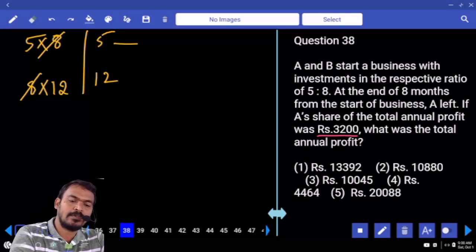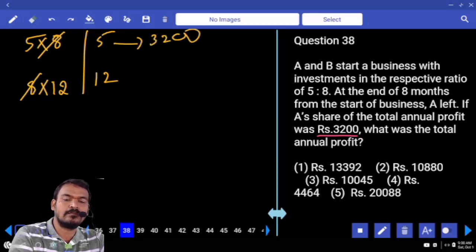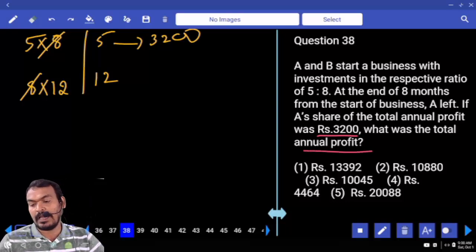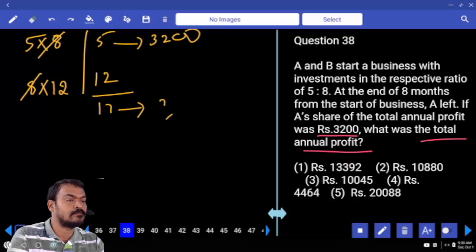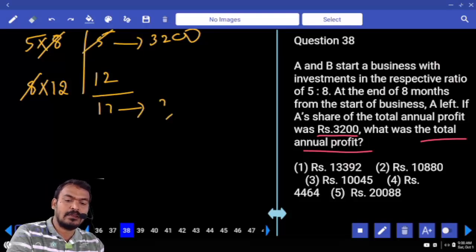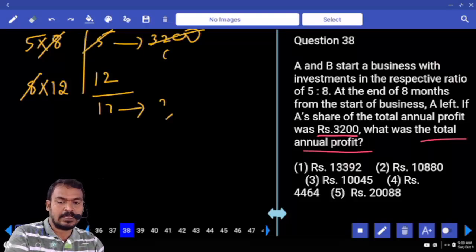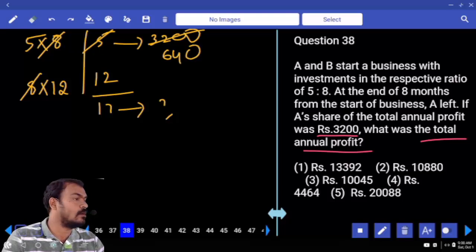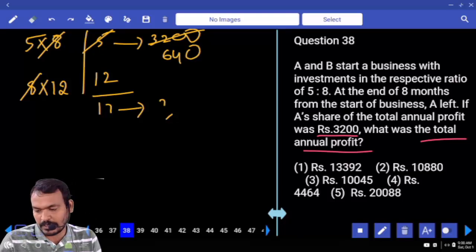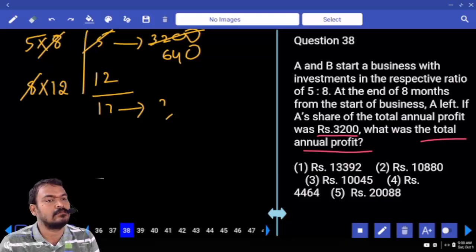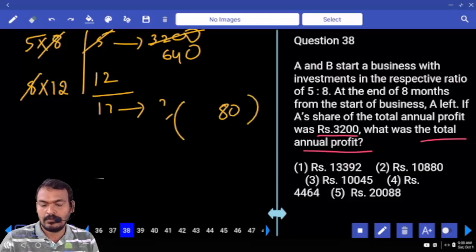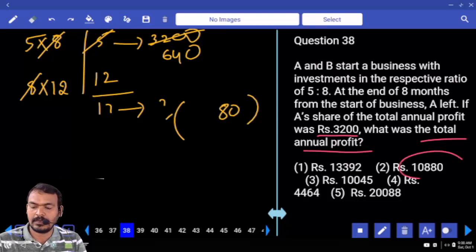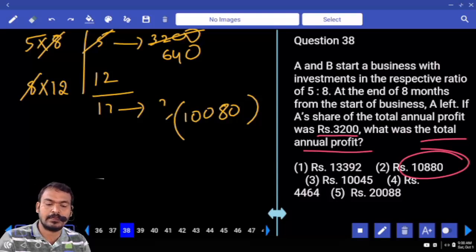What is A's profit given? 3,200. 5 parts is 3,200. What is the question here? Total annual profit. How many parts do we need? 17 parts, or not? Okay. 5 how many times? 640, or not? 17 into 640 ends with 80, or not? How many options end with 80? Only one option, or a second option? 10,080.